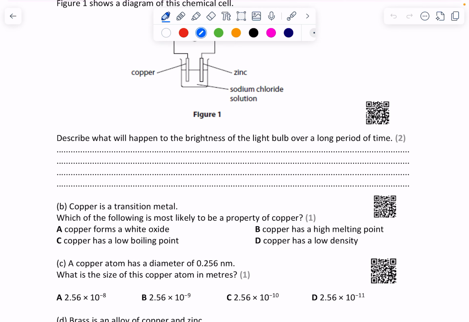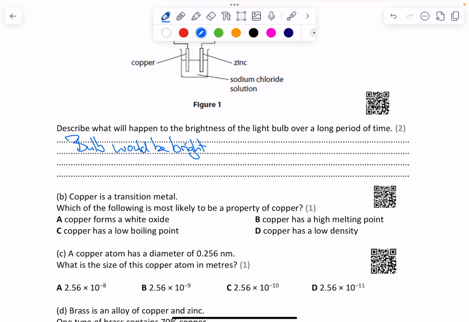So what would happen initially, the bulb would be bright because you would have a flow of electrons. As the reaction proceeds, you get fewer and fewer of the reactants left. So what would then happen is it would become dimmer until eventually it would go out. There's 2 marks. Any two from that list will get you the 2 marks.